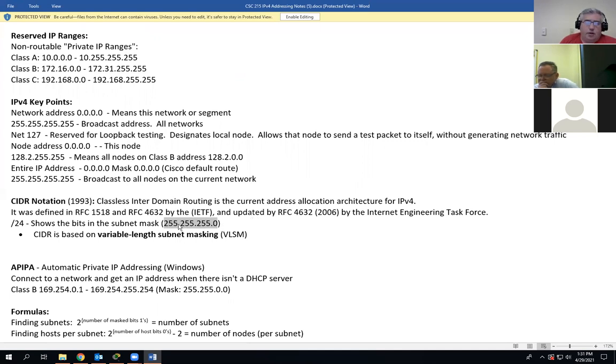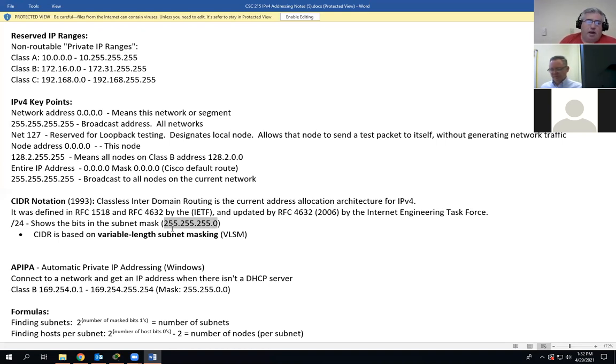This particular subnet mask is a Class C subnet mask. If you were to add up all the bits of each one of these octets, these are 8 bits in each octet, so 8 times 3 is 24. So we would just write /24 to indicate that we're talking about a subnet mask of 255.255.255.0. You have to have a subnet mask for every IP address in order to delineate between what is the network side of the address and what is the node side of the address.